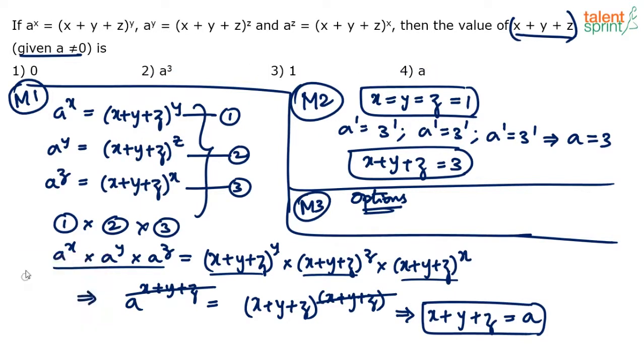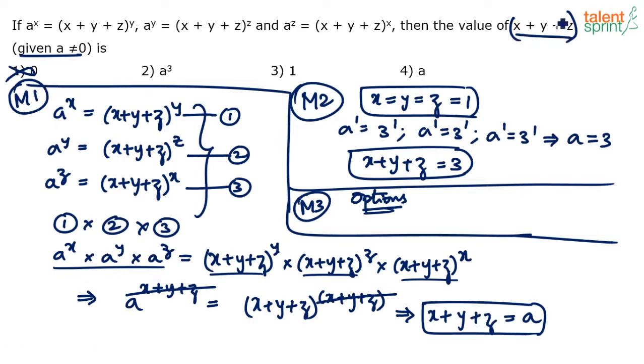Whichever you think is the easiest for you, just follow that. He's asking us to find out x plus y plus z. According to option 1, x plus y plus z equals 0. Now, 0 is something we cannot really work with here, because if x plus y plus z equals 0, a power x becomes 0 power y. Now 0 power y is 0, so a power x is 0. That means a is equal to 0, but a cannot be 0. We have been given that a cannot be 0. So option 1 doesn't satisfy, right?